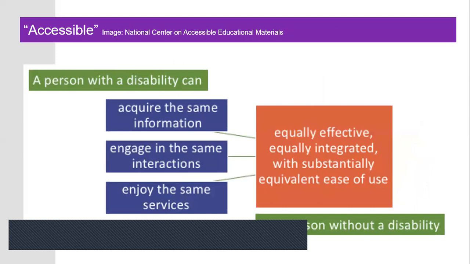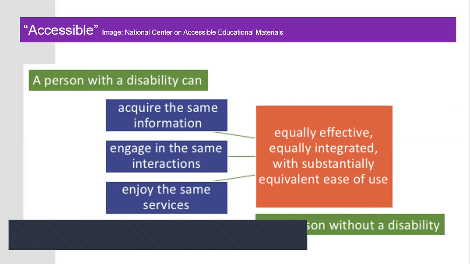So what do we mean when we say that technology must be accessible? The U.S. Department of Education Office of Civil Rights Policy Guidance defines accessible as follows, and I'm reading here. Accessible means a person with a disability is afforded the opportunity to acquire the same information, engage in the same interactions, and enjoy the same services as a person without a disability in an equally effective and equally integrated manner with substantially equivalent ease of use.